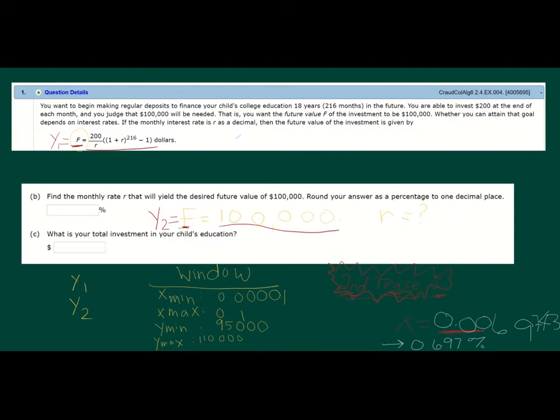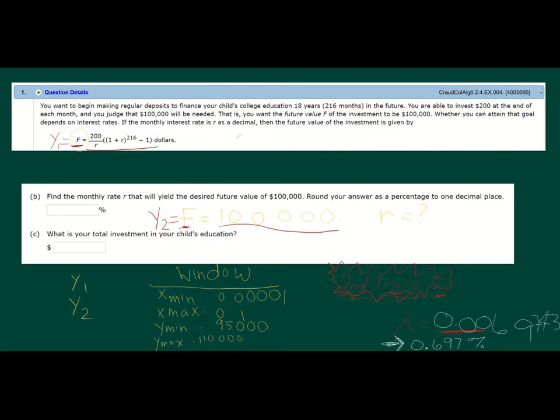So for me, the number that popped out as the x coordinate of that intersection point was 0.0069743, right? Some insanely small decimal value. Now, r, when it comes from the function, is a decimal value. We were told that in the setup of the problem, but it's asking for a percentage, and you can see how I had to change that x value into a percentage down here at the bottom of the screen.